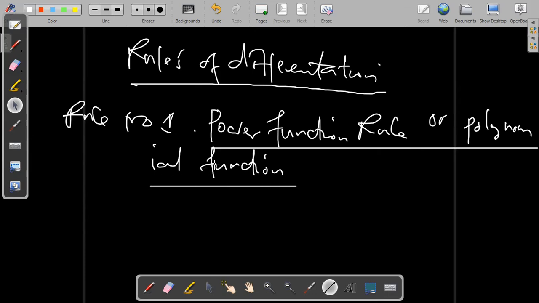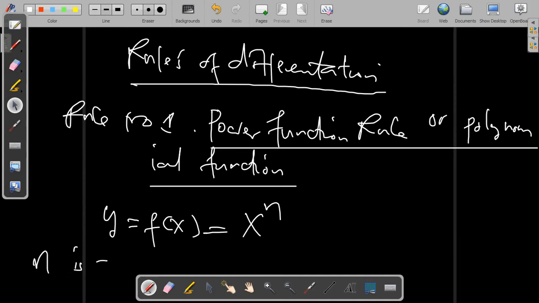In the polynomial function, the derivative of a power function, that is y equal to a function of x, is equal to x raised to the power of n. This exponent n is any real number, and the derivative is n times x raised to the power of n minus 1.